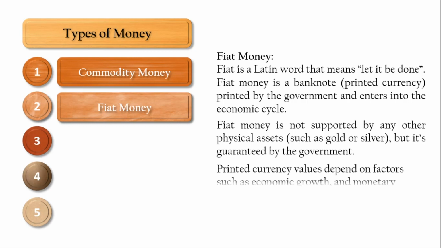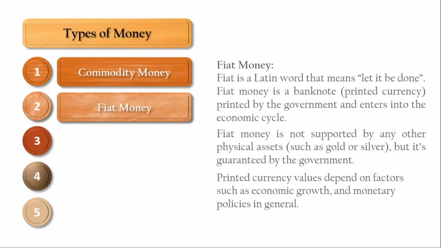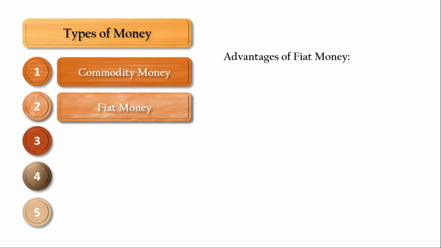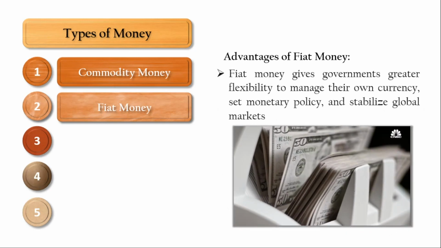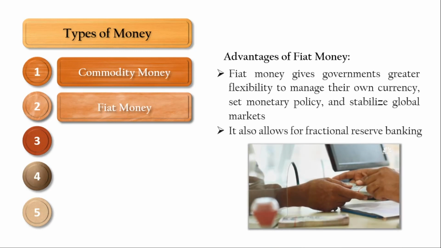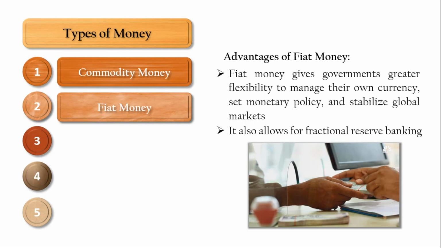Printed currency value depends on factors such as economic growth and monetary policy. Fiat money is also called floating money because its value is determined by the open market based on supply and demand without interference by governments. Advantage of fiat money: it gives governments greater flexibility to manage their own currency, set monetary policy, and stabilize the global market. It also allows for fractional reserve banking, which lets commercial banks multiply the amount of money on hand to meet demand from borrowers.